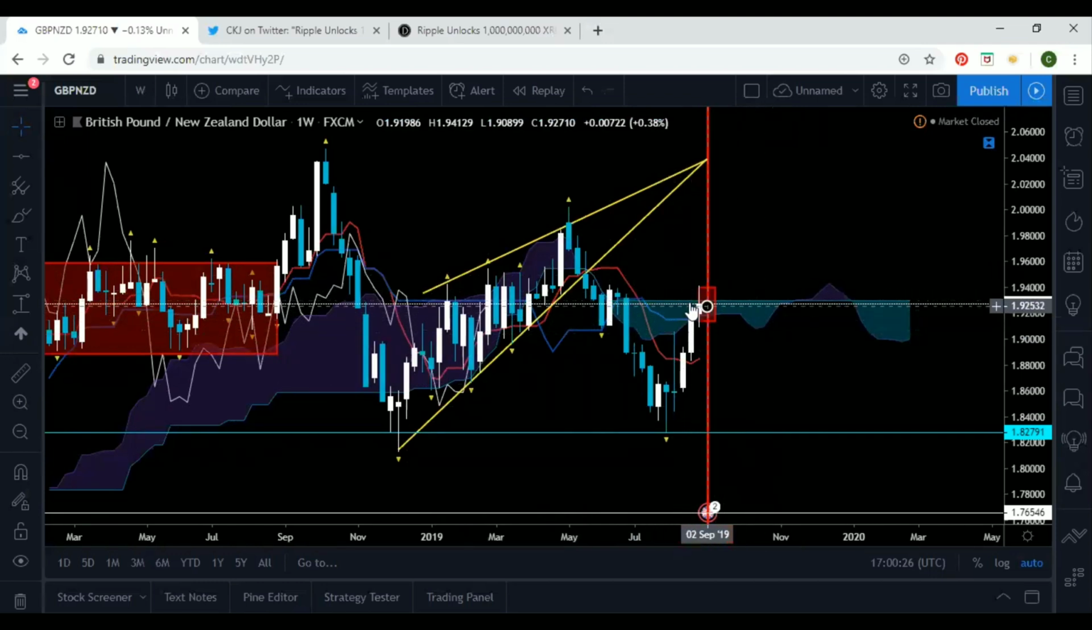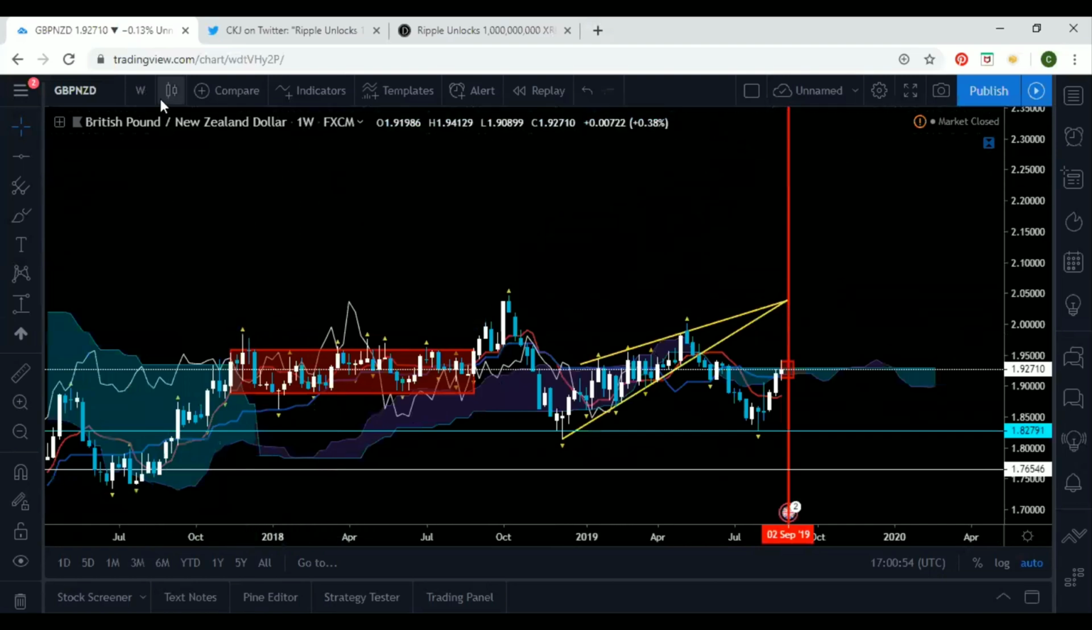So it's interesting to see what's going on in this area right here. I say pay attention very closely to this key level, this red box, between 1.9392 and 1.9132. Pay attention to what goes on in this box. It's interesting to see how this will play out in the long term, but right now I'm bearish on this, in my opinion.